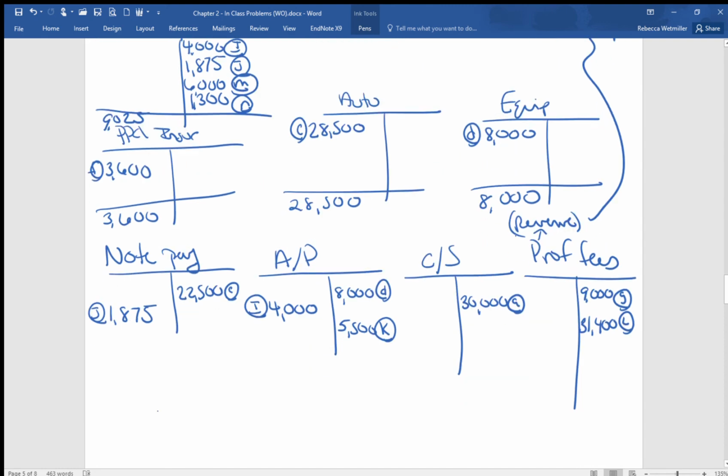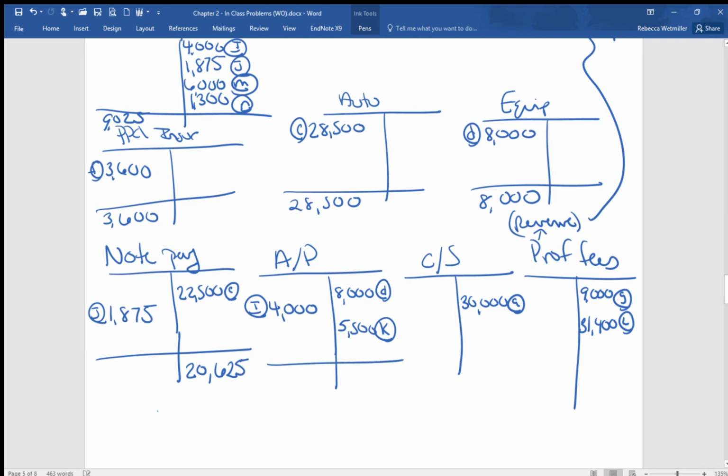Okay, so if I come down here to notes payable, I have two things happening. I have a credit of $22,500 and a debit of $1,875. So if we do a common sense check here, we can see that my credit is bigger than my debit. So my ending balance is going to be a credit. So I would do $22,500 minus the $1,875 to end up with a credit balance of $20,625. Once again, that makes sense. A note payable is a liability. A normal liability balance is a credit.